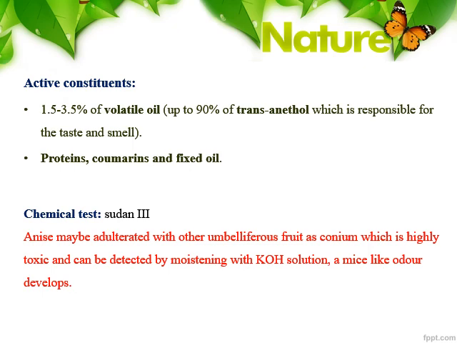There is a similar fruit to anise which is known as conium, which has almost the same shape and color but with a bad odor or almost odorless. Anise can be differentiated from conium by addition of potassium hydroxide, where with anise there is no effect and we still have the agreeable odor, while if it is conium or mixed with conium, a mice-like odor will appear.